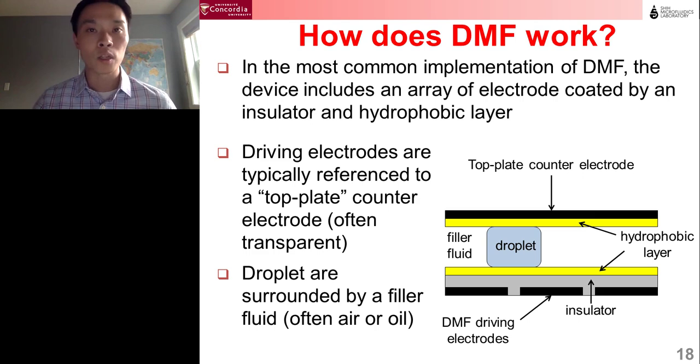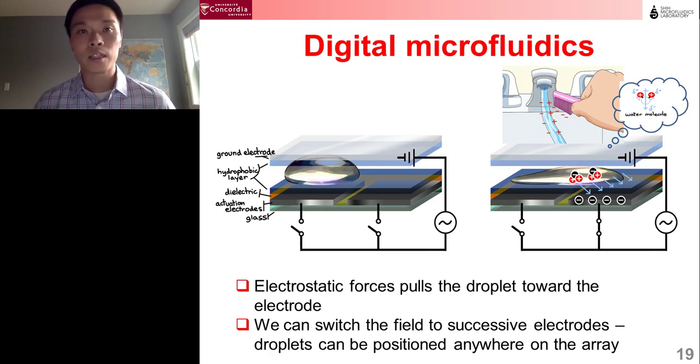If you want to go into more detail, electrostatic forces come into play. It's like brushing your hair with a comb: static electricity develops, and if you bring it to a stream of water, you can see the water bend towards the comb. By using this physical phenomenon, you can switch on and off these different electrodes, and position droplets anywhere on the array.